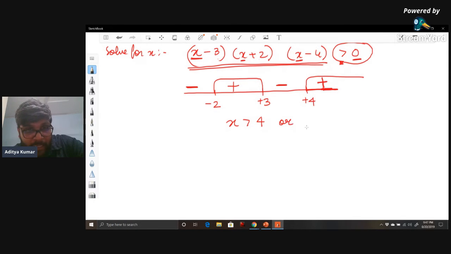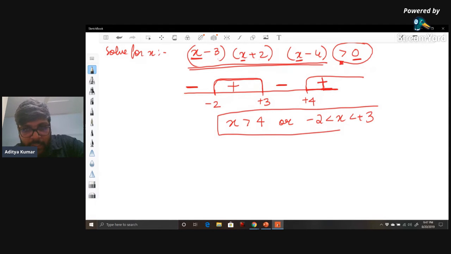Or the next positive portion, X should be in between minus 2 and 3. Quickly, this would be my solution of this entire cubic equation. You see, in one step I get to my answer. That's the advantage of a quadratic inequality.